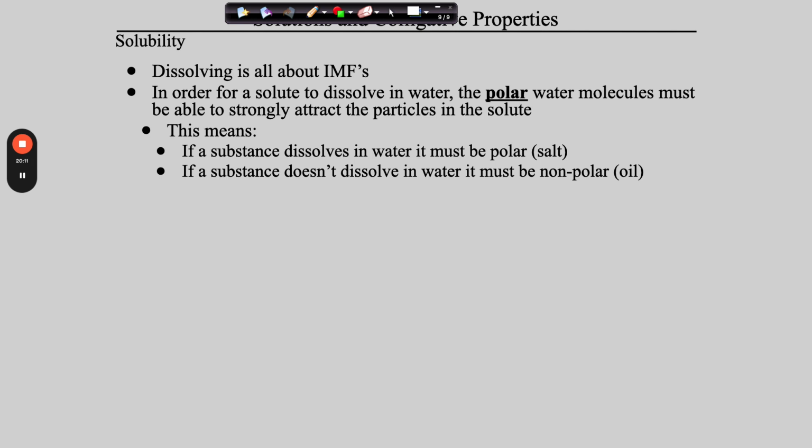So here's what we know. We know that when something dissolves, it's all about intermolecular forces. And in order for something to dissolve, the water molecules have got to be able to throw their ropes to it. They've got to be able to tie on to it. And that happens through intermolecular forces. But water is polar. That means that polar water needs something to grab a hold of in order to dissolve it. And so the only things that dissolve in water are things that are also polar, like salt. You have a positive ion and a negative ion. Those are polar things. Things like oil are not polar, and therefore they don't dissolve in water.